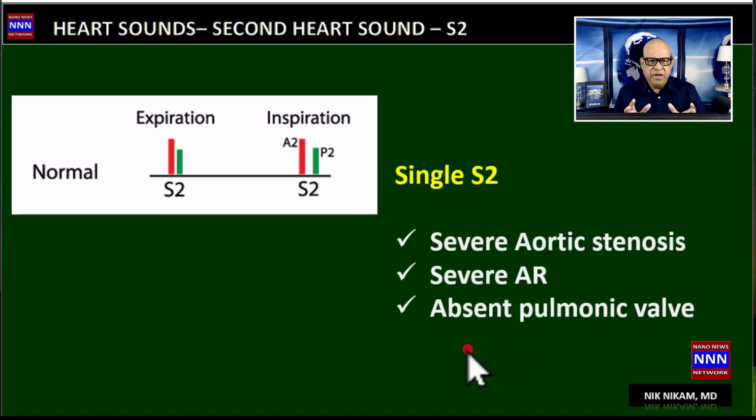So in summary, we need to understand the concepts more than memorizing what condition causes what.